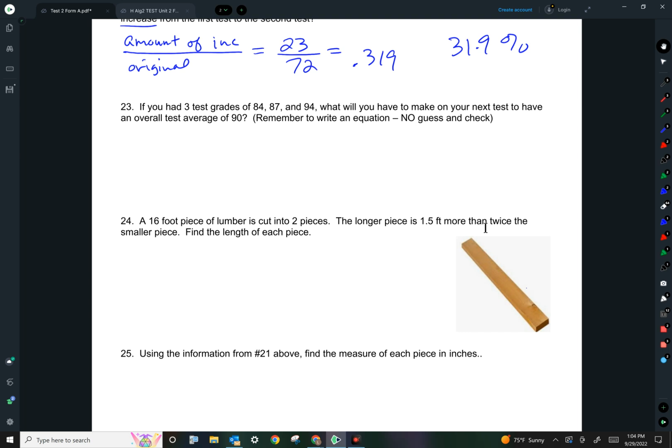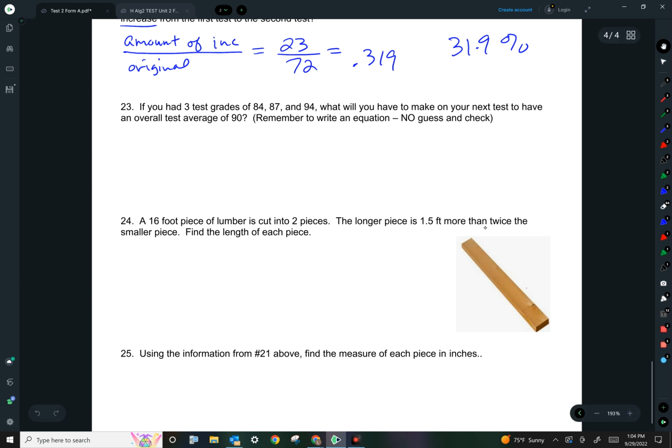All right, I just want to finish the last few problems on this as we practice for the retest that we're going to take. So on number 23, it says if you have 3 test grades, 84, 87, and 94, what will you have to make on your next test to have an overall test average of 90? Okay, I know that you guys know how to average. If I just gave you 4 grades, I know you'd add them all up and divide by 4. So here's what we're looking at.